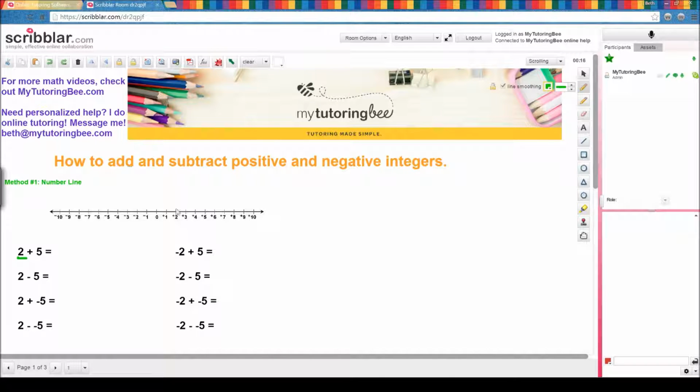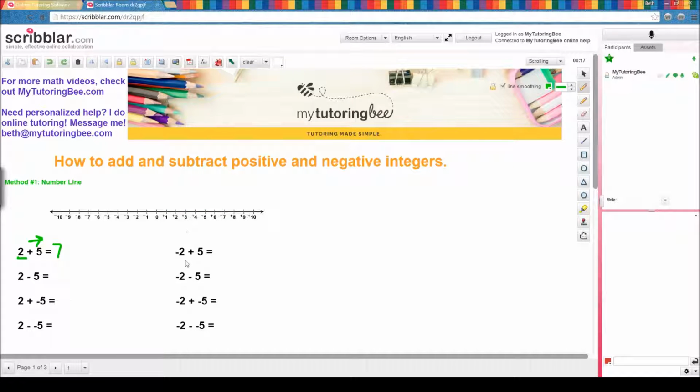So we're going to start with a positive 2 on our number line. And this is just 2 plus 5, so this looks like any normal addition that we see. And whenever we're adding, we're moving to the right on our number line. So as you can see, I've moved 5 spaces over to the right, and that's going to put me at a positive 7. So 2 plus 5 equals 7. But let's go on to the next one.